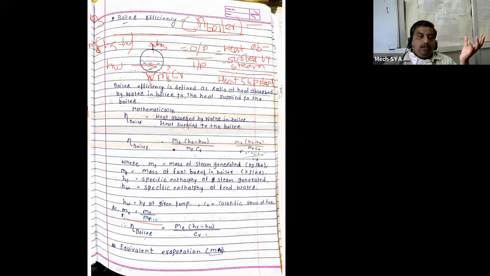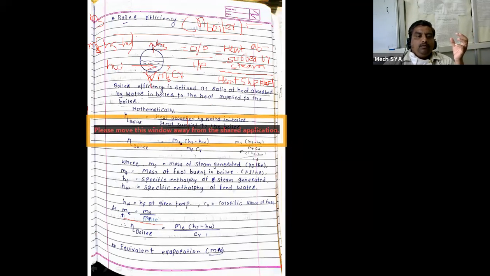So it is equal to ms into bracket hs minus hw, divided by the heat supplied to the boiler, which will be the total mass of fuel burned mf into the calorific value cv. Here ms is the mass of steam generated in kg per hour, mf is the mass of fuel burnt in the boiler in kg per hour, hs is the specific enthalpy of steam generated from the boiler, and hw is the specific enthalpy of feed water.